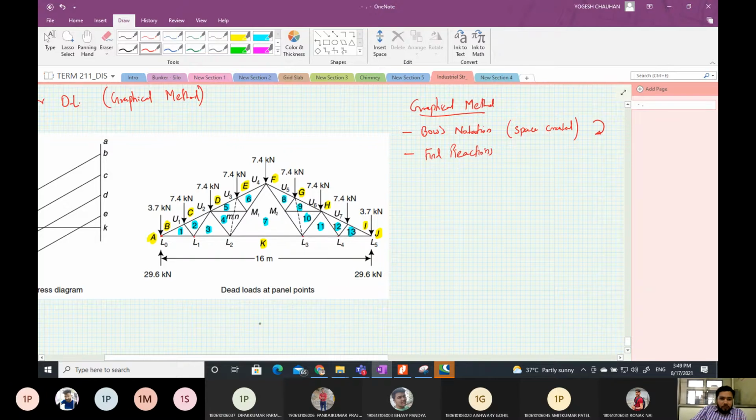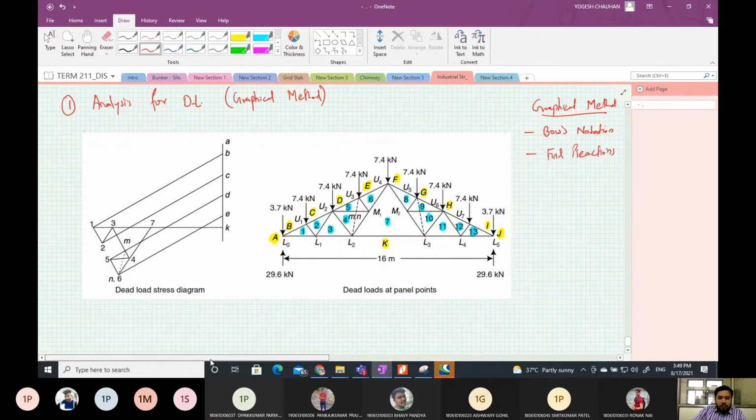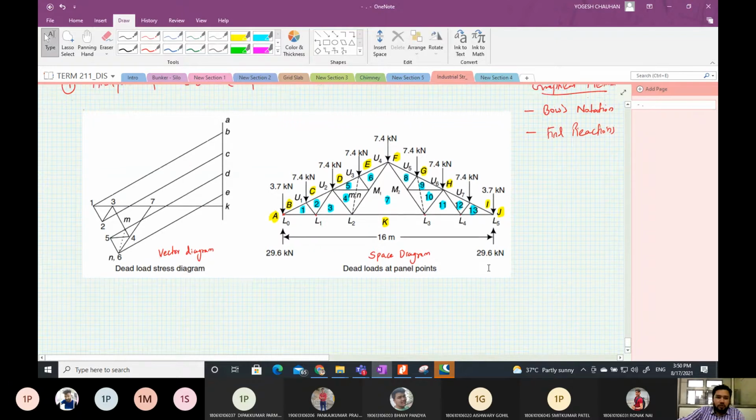Okay. Now once you have these reactions, then this is your space diagram. This diagram is called the space diagram. And this diagram is called the vector diagram. Usually this vector diagram is drawn below the space diagram. So how to draw this?